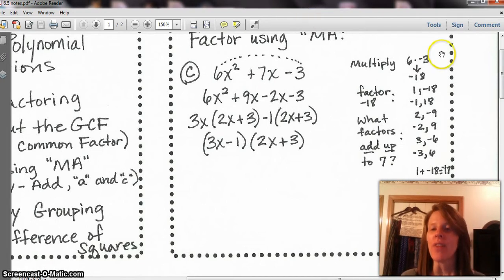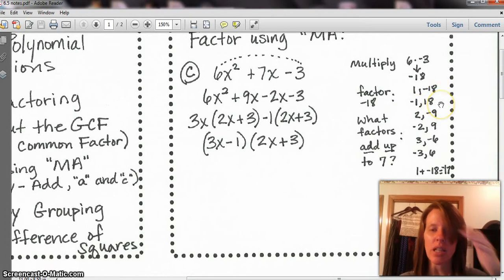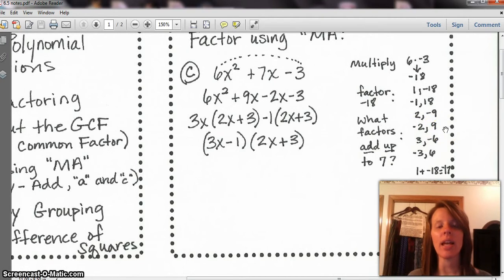So we take these factors right here and we add them up, and the scratch work is behind my head. So 1 and negative 18, that's negative 17, definitely not 7. Negative 1 and 18, that's positive 17, definitely not 7. 2 and negative 9, that's negative 7, nope. Negative 2 and 9, that's 7. Those are the factors that I need.